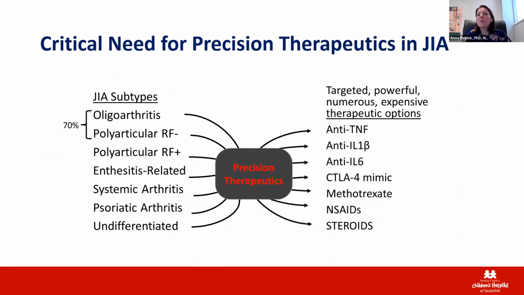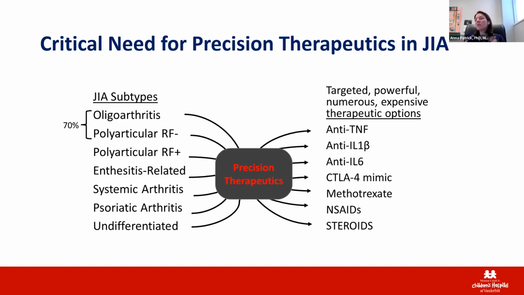So JIA is a lot more complicated than the prior slide, however. On the left, I'm showing the clinically defined subtypes of JIA. Patients have a range in disease severity from mild to severe, varying chronicity and varying responses to therapeutics. On the right, I'm showing that we have targeted, powerful, numerous, and expensive therapeutics to treat JIA. And some of these are very targeted, some of them are less specific. We have clinically defined subtypes and we have clinically defined therapeutics, but with our current knowledge, we do not know the optimal therapeutic for an individual patient. There's really a critical need for precision therapeutics in JIA to fill this knowledge gap.